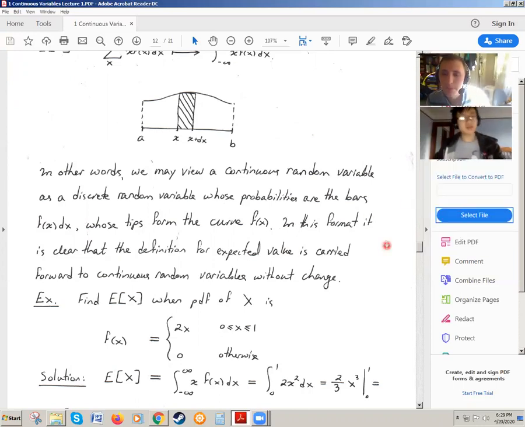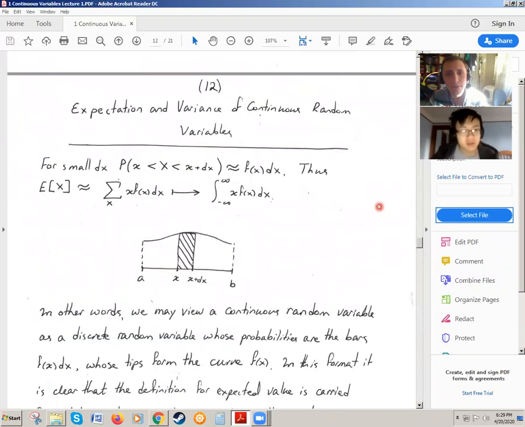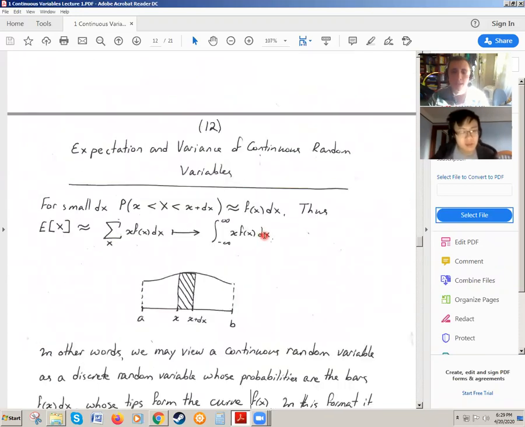Could we explore the reasoning for why the expected value is the integral of x f of x? Yes, I will try. Again, the distinction between summation and integration is only nominal.